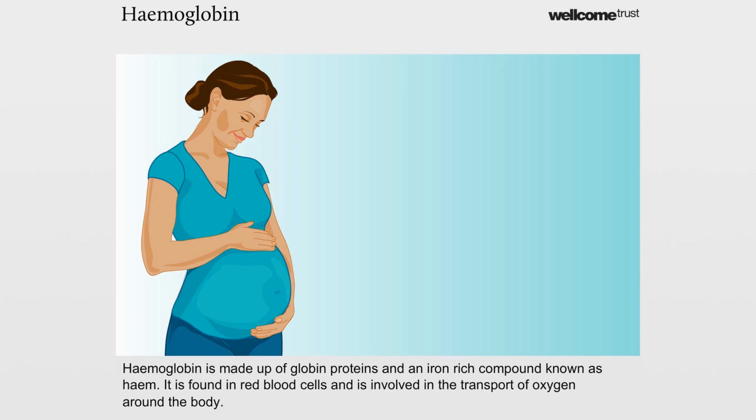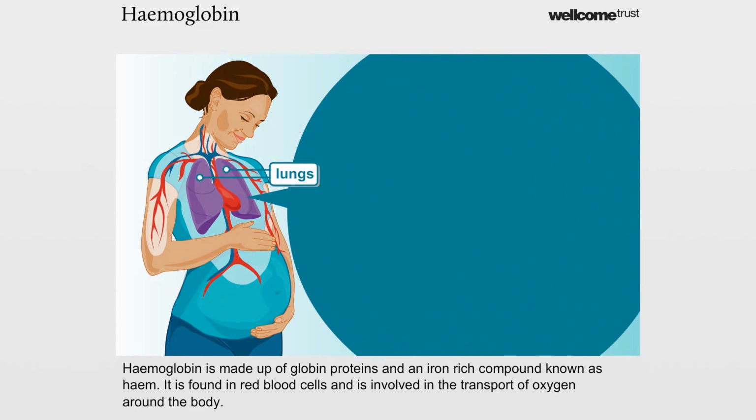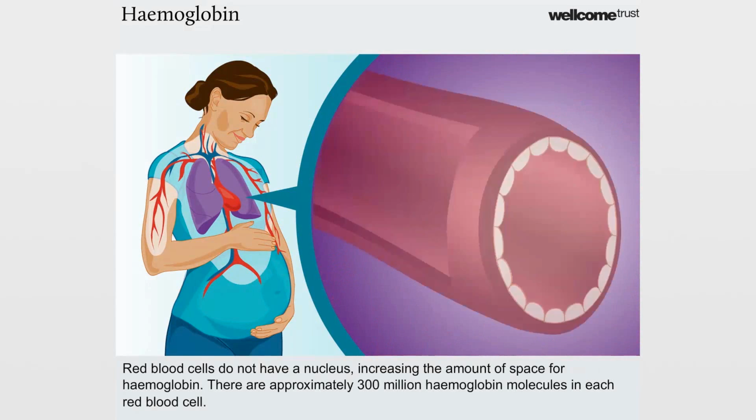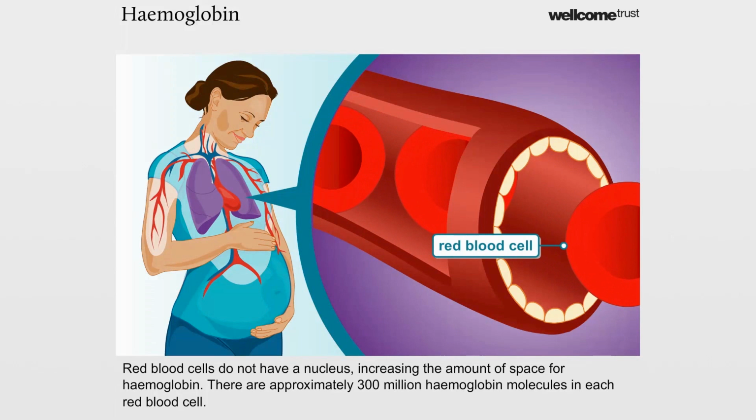Haemoglobin is made up of globin proteins and an iron-rich compound known as heme. It is found in red blood cells and is involved in the transport of oxygen around the body. Red blood cells do not have a nucleus, increasing the amount of space for haemoglobin. There are approximately 300 million haemoglobin molecules in each red blood cell.